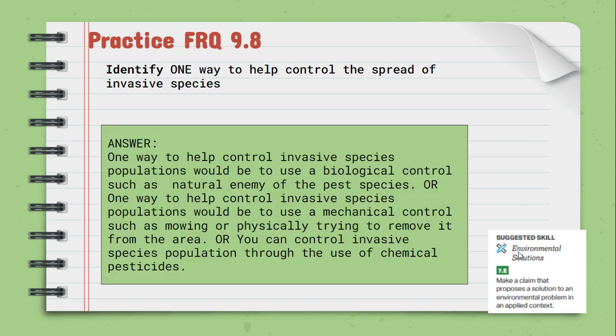So here could be some ways we could help control the spread of invasives, kind of similar to our integrated pest management we talked about back in Unit 5, but we could use a biological control, maybe find a natural enemy of that invasive in hopes that maybe it can help to control their population. We could use a more mechanical type control, maybe like mowing or actually physically removing the species with hunting. We could also use chemical pesticides if we truthfully need to do that as well.